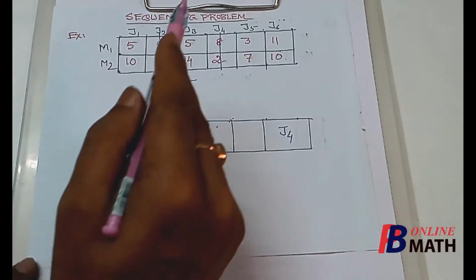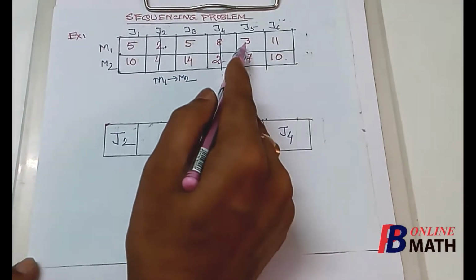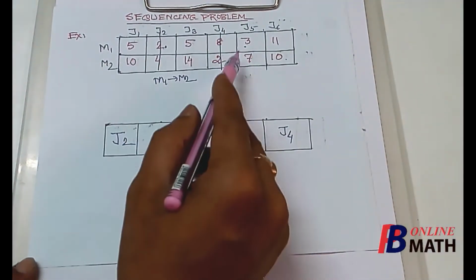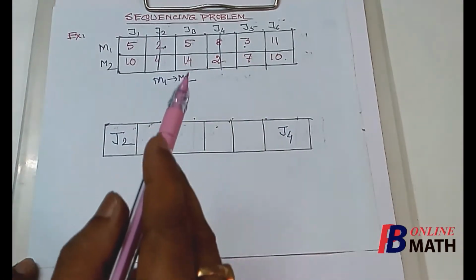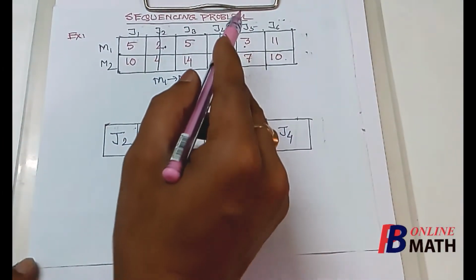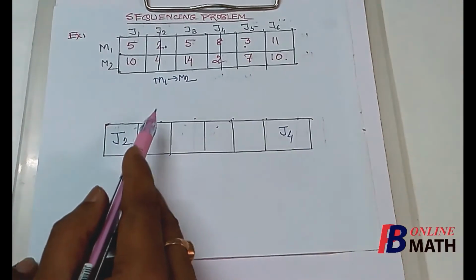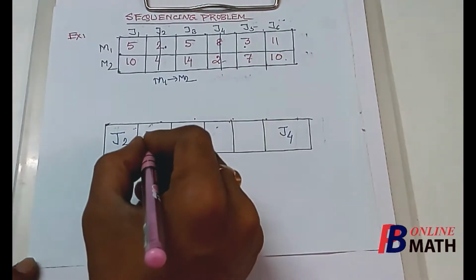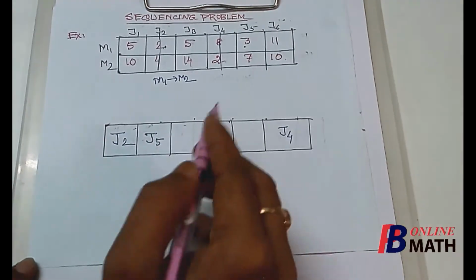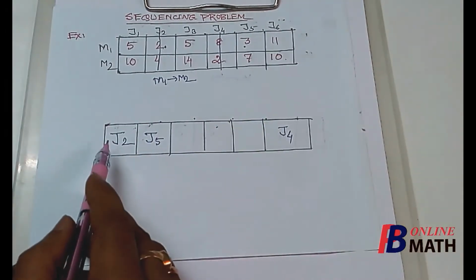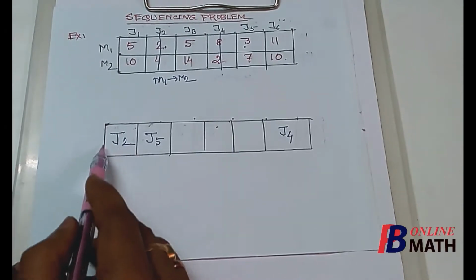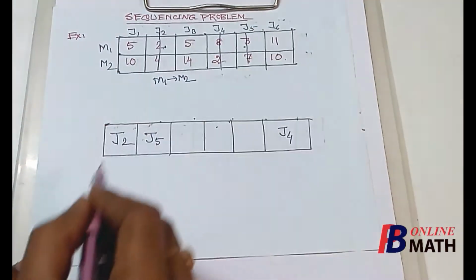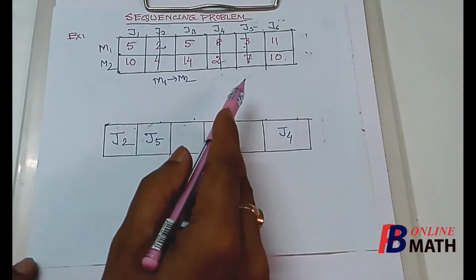We find that the minimum element from this table is 3, which appears in the first row for J5. So by the rule this job will be put at the beginning, since the minimum element appears in the first row. We are putting the job J5 here after the job J2, because J2 is the first job of the sequence. Now we can discard J5. Now 3 jobs are remaining.